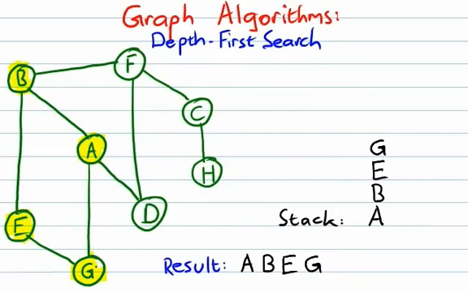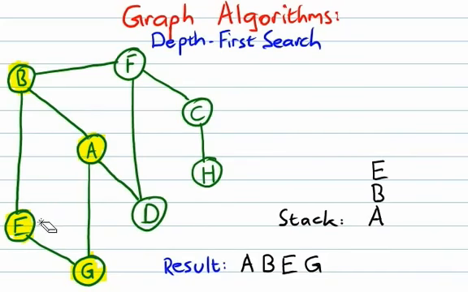Now the vertex on the top of the stack is G. We find all adjacent unvisited vertices. Well, both A and E have already been visited, so that means that there's no place to go from G. We're going to pop it off the top of the stack, which takes us back to E. So notice we're kind of going backwards in our path.